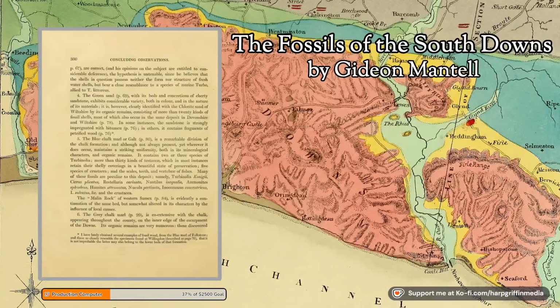4. The green sand, page 69, with its beds and concretions of cherty sandstone, exhibits considerable variety, both in color and in the nature of its materials. It is, however, clearly identified with the chloritic sand of Wiltshire by its organic remains, consisting of more than 20 kinds of fossil shells, most of which also occur in the same deposit in Devonshire and Wiltshire, page 78. In some instances, the sandstone is strongly impregnated with bitumen, page 76. In others, it contains fragments of petrified wood, page 76.